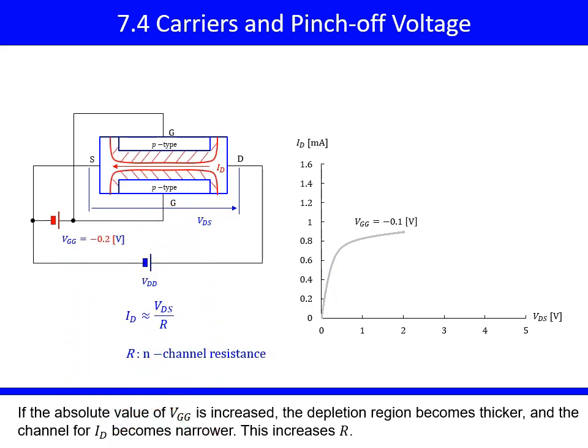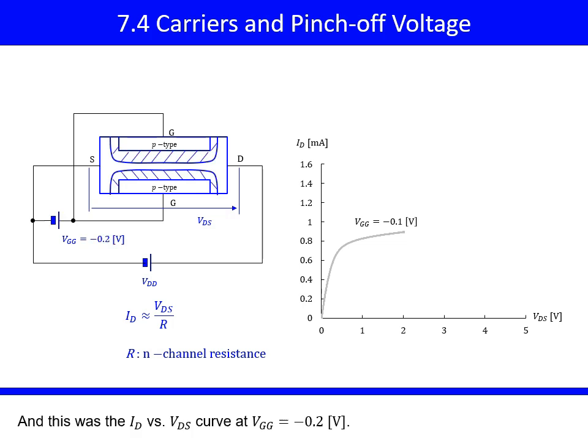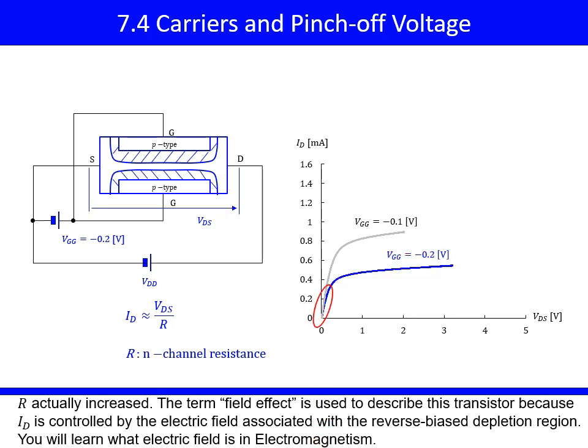If the absolute value of VGG is increased, the depletion region becomes thicker, and the channel for ID becomes narrower. This increases R. And this was the ID versus VDS curve at VGG equals negative 0.2 volts. R actually increased. The term field effect is used to describe this transistor, because ID is controlled by the electric field, associated with the reverse bias depletion region. You will learn what electric field is in electromagnetism.